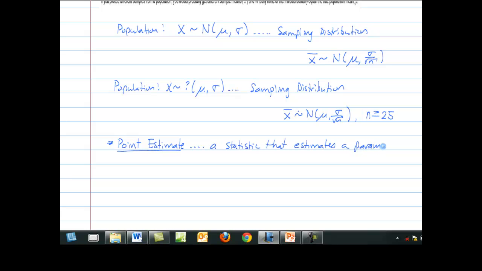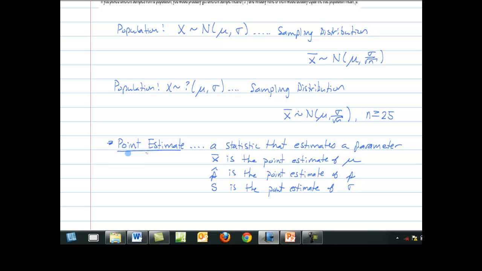Now remember, a statistic is based on a sample, a parameter is based on a population. So a point estimate could be x bar is the point estimate of mu. Another thing that we could say here then is p hat, the sample proportion, is the point estimate of the population proportion, which is just p. We could also say s is the point estimate of sigma. The sample standard deviation is the point estimate of the population standard deviation.